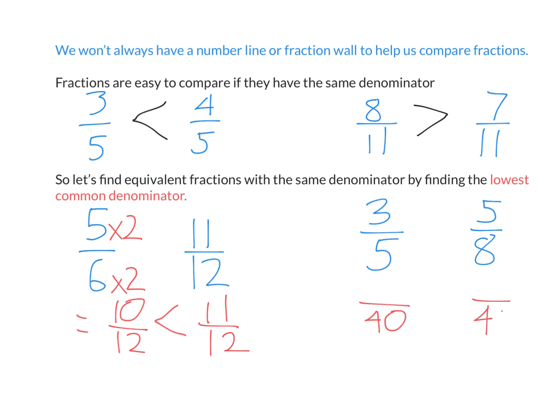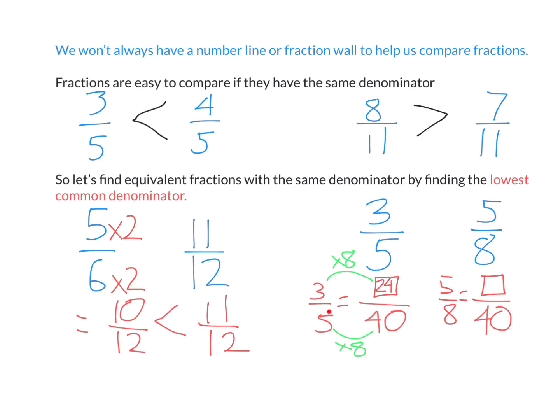40. So I want to take my fraction 3 over 5 and write it as something over 40. And then I want to take 5 over 8 and find an equivalent fraction whose denominator is 40. So remember what we said about equivalent fractions. What you do to the bottom, you must do to the top. So to go from 5 to 40, I need to times by 8. That means I need to multiply the top also by 8. So 5 times 8 is 40, 3 times 8 is 24.